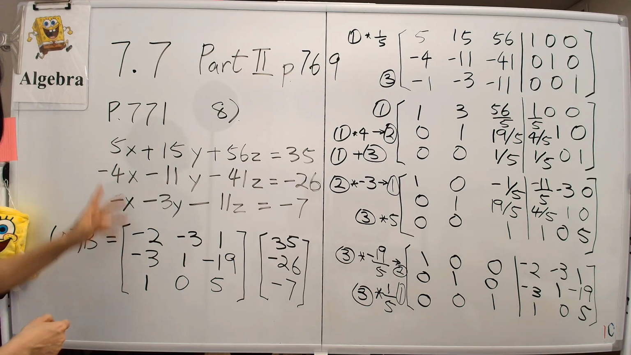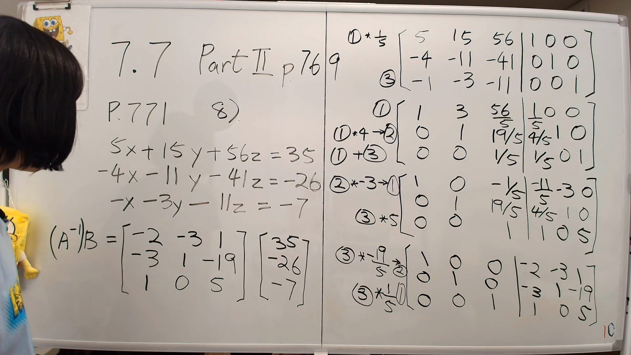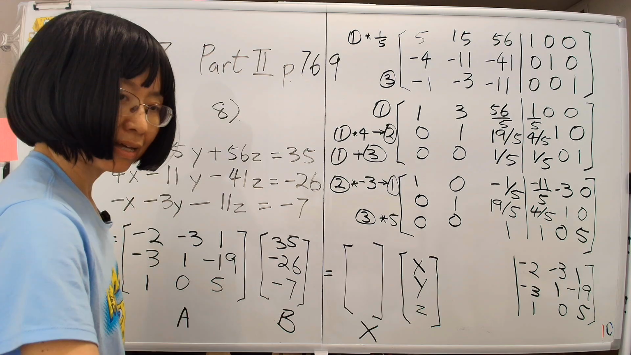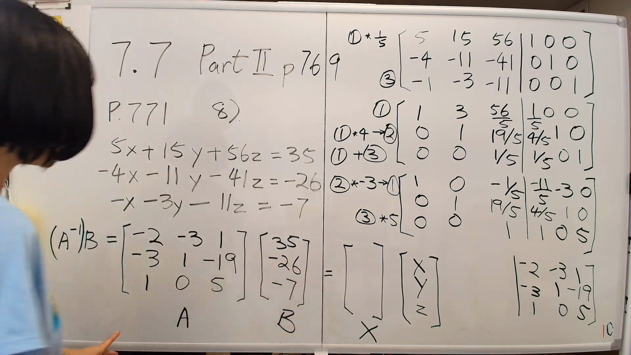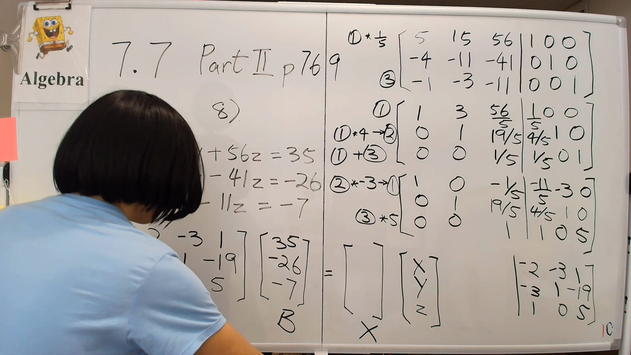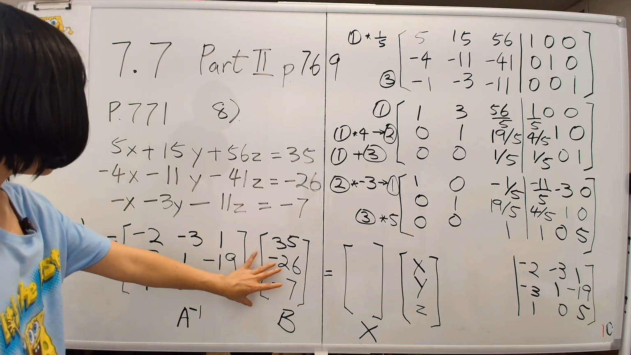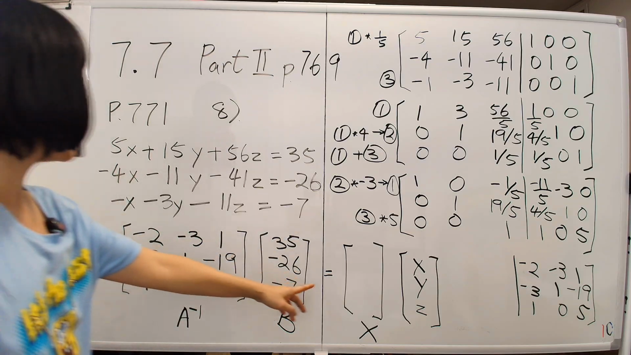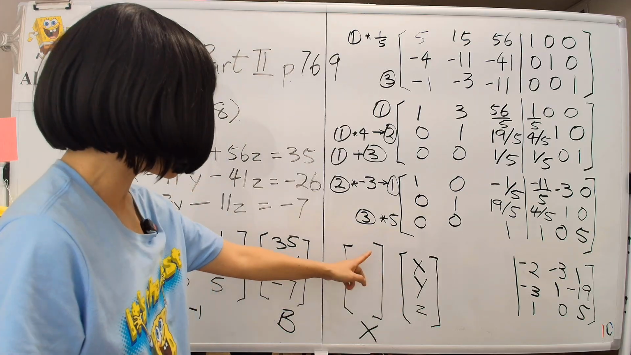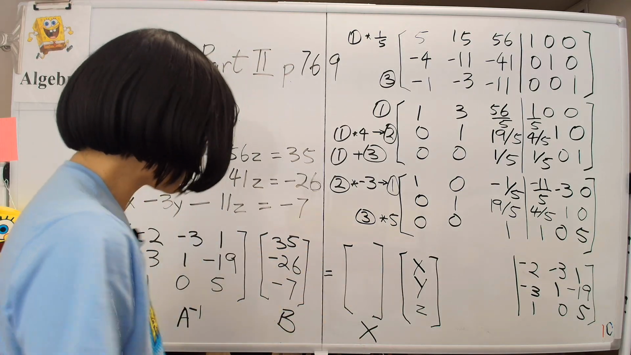What's X? X is the value of X, Y, and Z. So let's do that, but I need some space. Okay, so I made some space there. So this A inverse, which is this thing, I forgot to write down the inverse here. A inverse times B is going to be equal to X according to the formula. What's X? The big X is the XYZ matrix. And each number that we find will correspond to the variables.